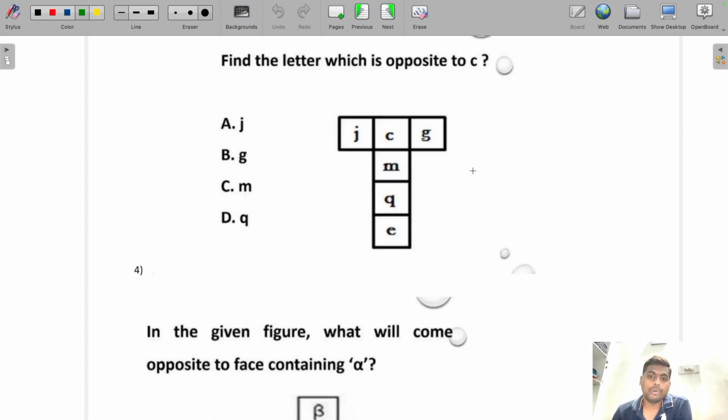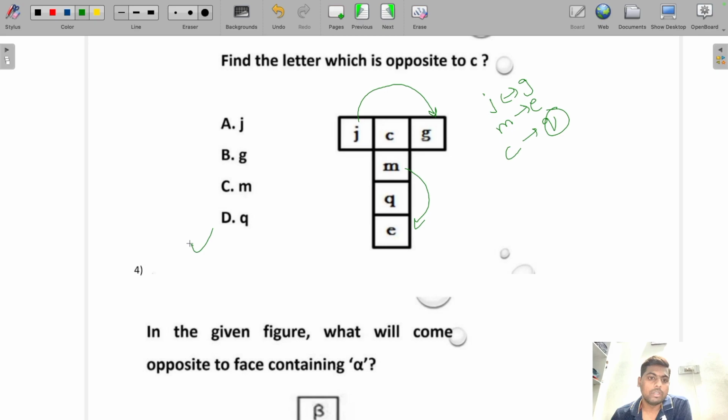to C. So again this is an open cube. As I mentioned, there should be one gap between two letters, so J will be opposite to G. M will be opposite to E, and C will be opposite to Q. So opposite to C, what is there?